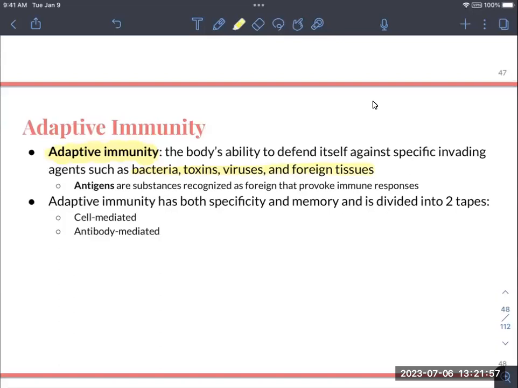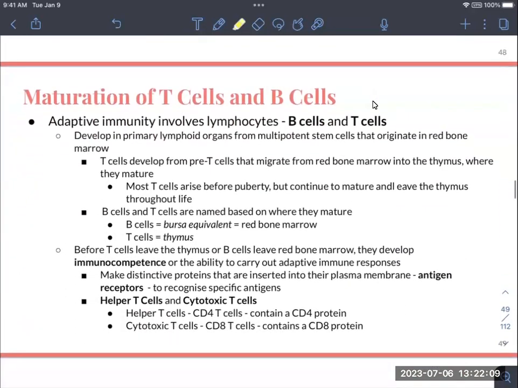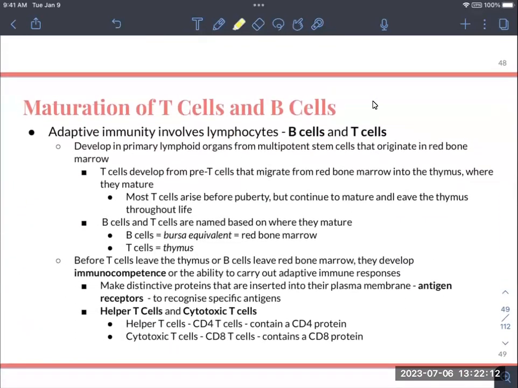We have two different types of specificity when it comes to our adaptive immunity. We have cell-mediated and antibody-mediated. So these lymphocytes are the most abundant of our white blood cells. They are usually the more specialized of the two. We looked at the natural killer cells, which are also lymphocytes. Now we're going to look in more detail at these B cells and these T cells.